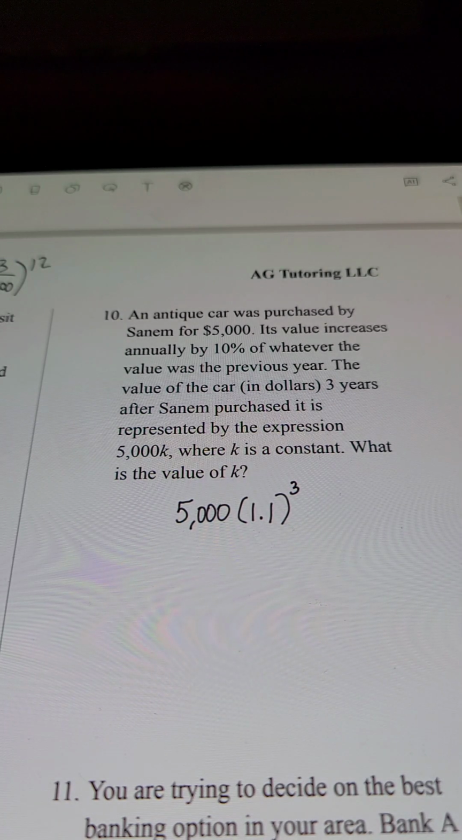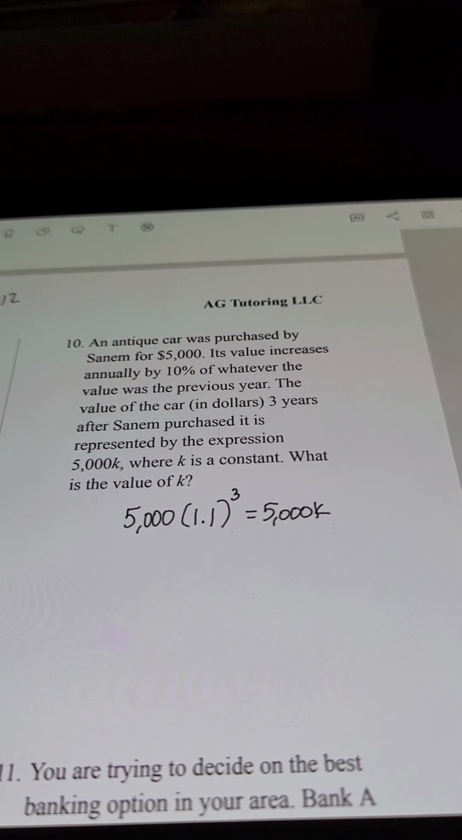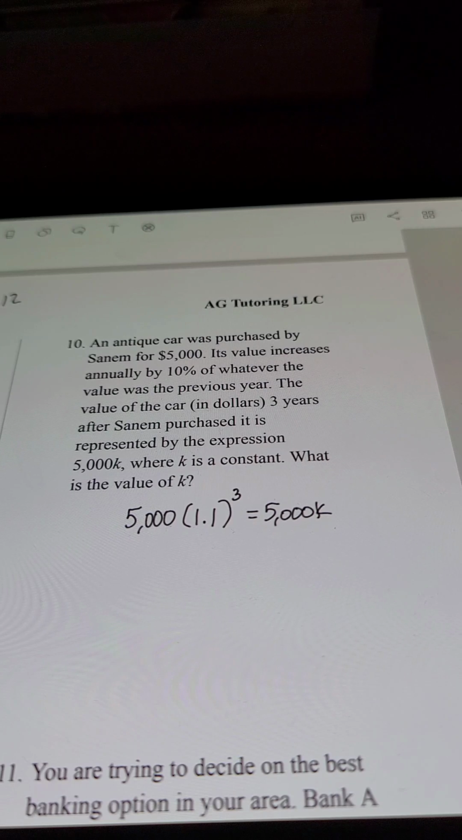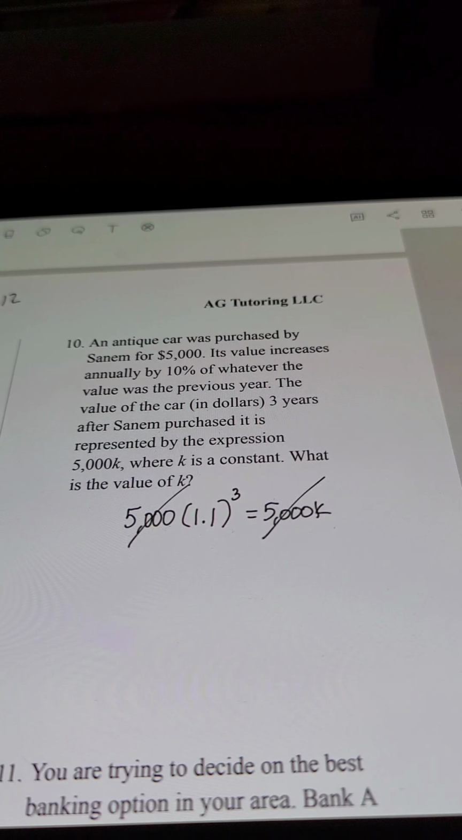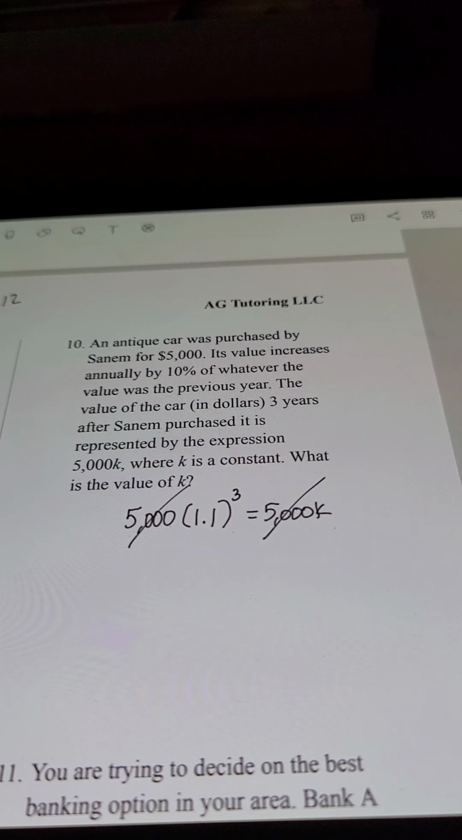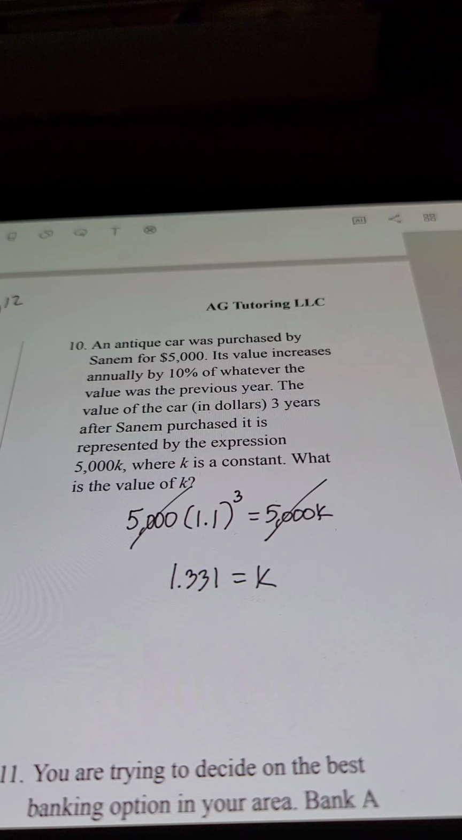We also know that this has to be equal to 5,000k. So let's do that. So this is what I get, and now I just need to solve for k. Well, automatically, I can cancel out 5,000 on each side. So I'm going to get that 1.1 to the third is equal to k. So let's do 1.1 to the third power in our calculator. And that would give you 1.331. And that has 5 characters, including the decimal point, so we're all good there.